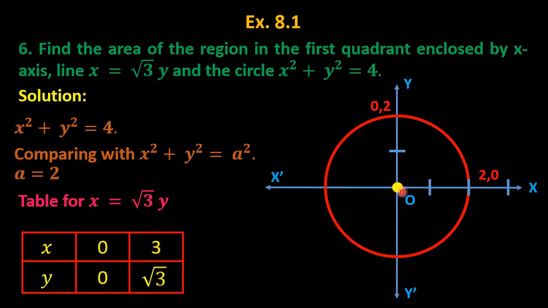So this represents the point 0, 0. And next, when x equals 3, y equals root 3. So x here is 3, and this root 3 is very near to 1.7. So 2 division is here and 3 is here, so it will be somewhere here. Let me give the point. So this represents 3, root 3. So we can draw a line now. This is the line given by x equals root 3y.